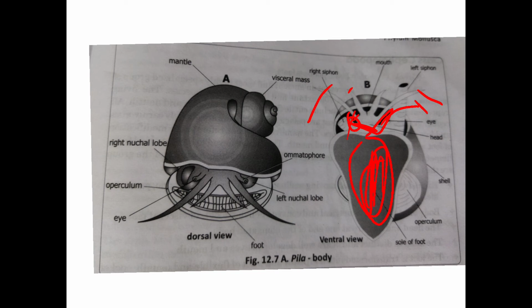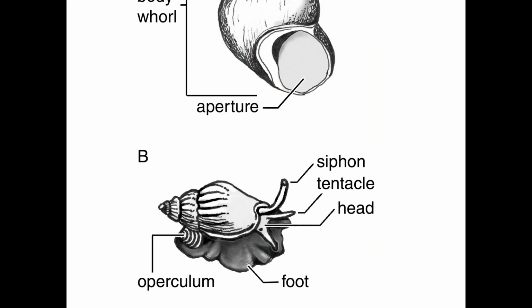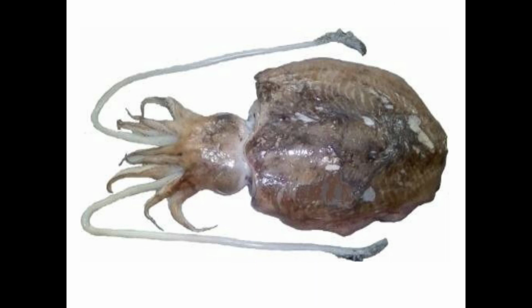That's about Pila. Next one is Cephalopoda. The common example is Sepia. Cephalopoda are exclusively marine. Other examples are cuttlefish, Sepia is a cuttlefish, squid, octopus, etc.